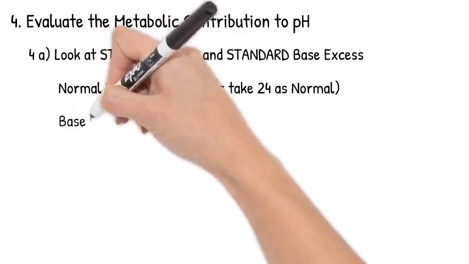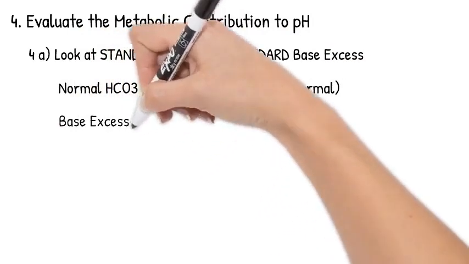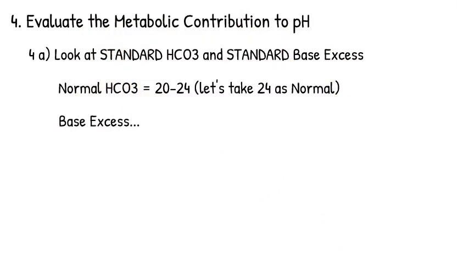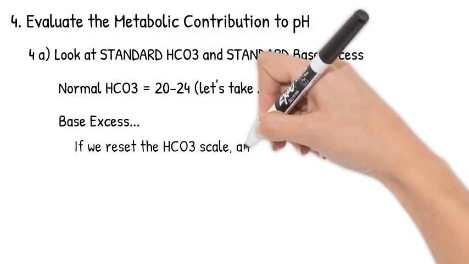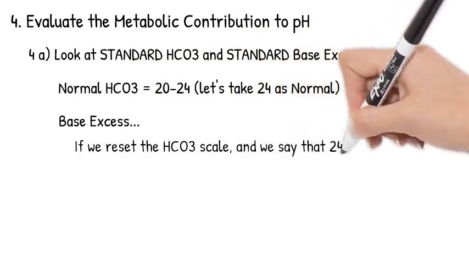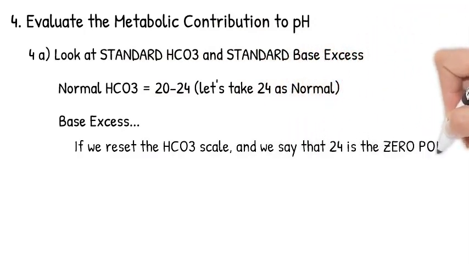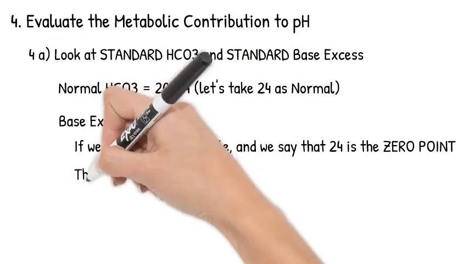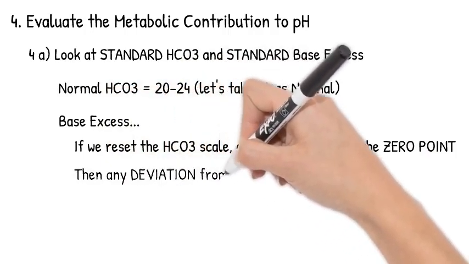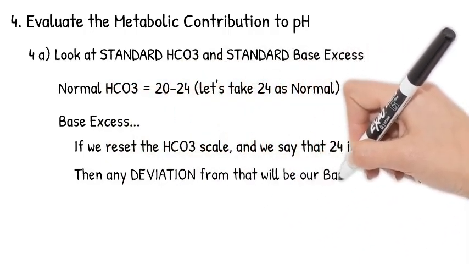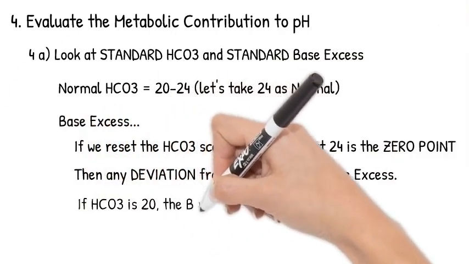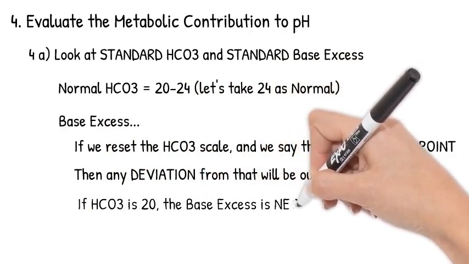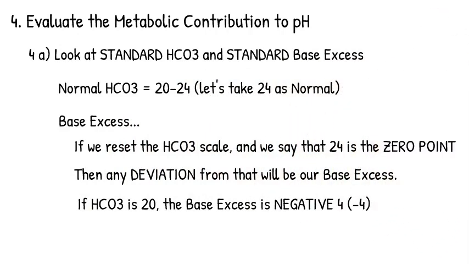Now, what is your base excess? What is the mystery of the base excess? If we were to say that we take the bicarb scale and we reset it so that 24 is now the 0 point, then any deviation from that 0 point is going to be your base excess. So basically, if your bicarb is 20, then the base excess is -4. If your bicarb is 28, the base excess is +4.